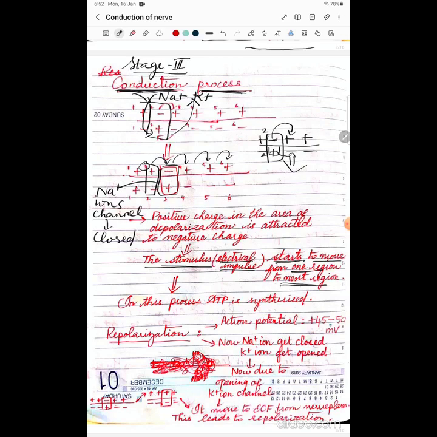Likewise, by the attraction of charges, the nerve impulse is conducted or transmitted from the third region to the fourth region, then from fourth to fifth, then fifth to sixth, like that. Okay, understood? So this is the conduction process of nerve impulse. In this process, ATP is synthesized. So important. So what you have to know, in this conduction process, what is getting produced? ATP. The energy is produced in the form of ATP.